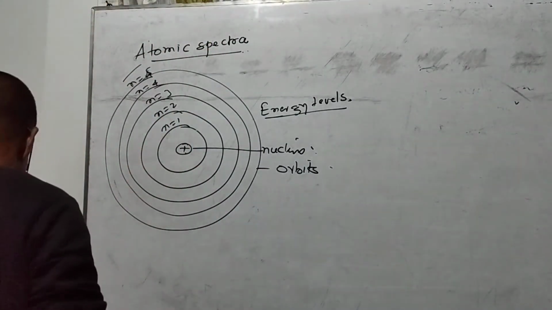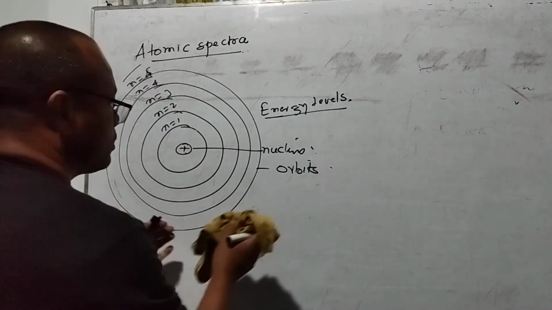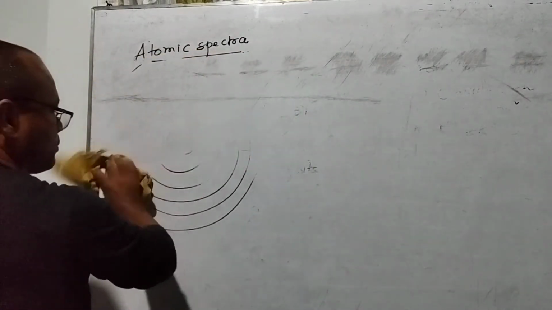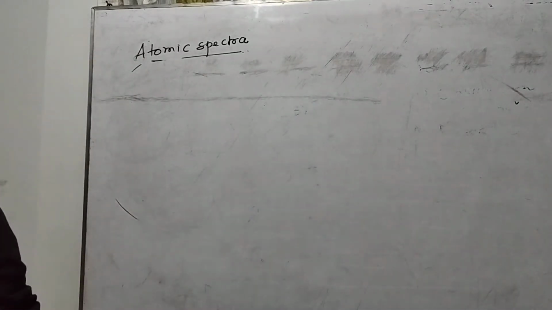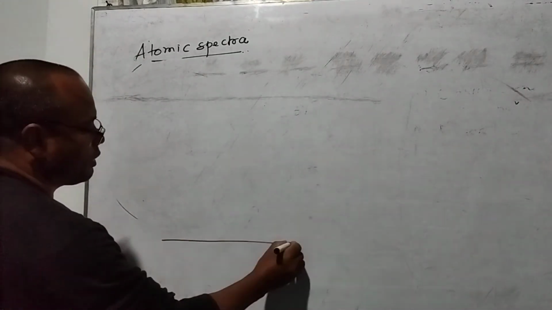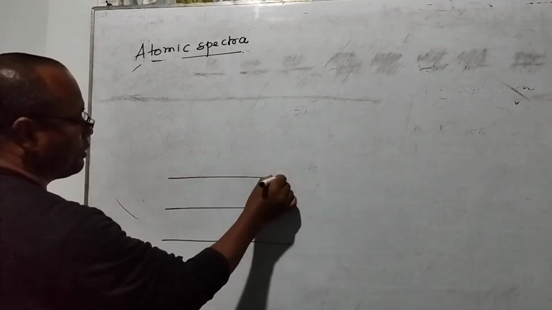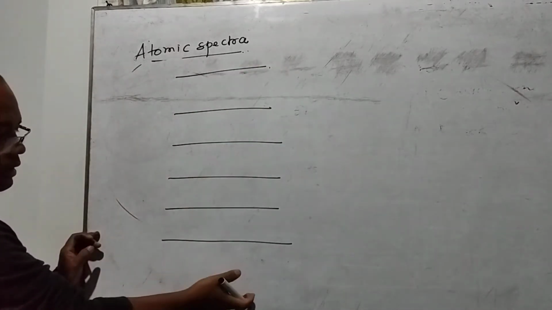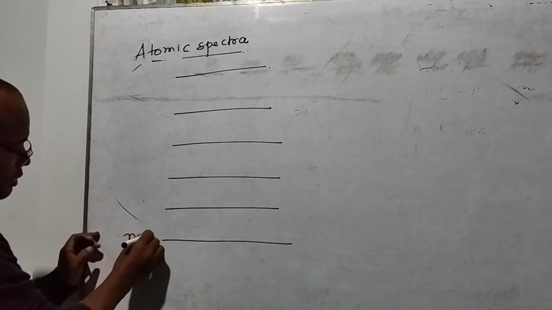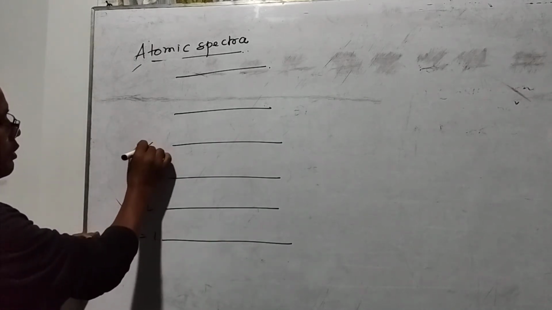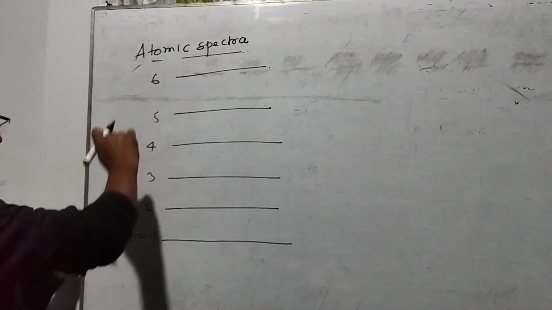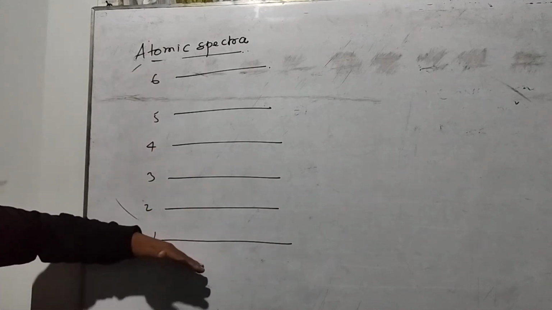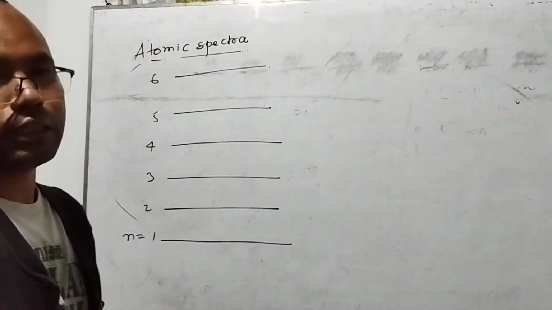These circular energy levels we can draw in the form of lines. Just in a very simple way, we can draw like this. From the one nearest to the nucleus, I start numbering: 1, 2, 3, 4, 5, 6, and so on. Right. Here are our electrons which are present in different orbits.